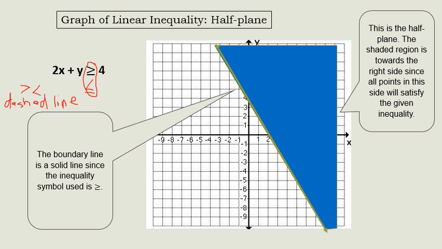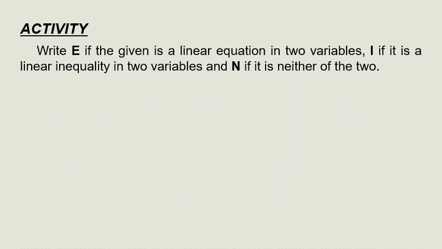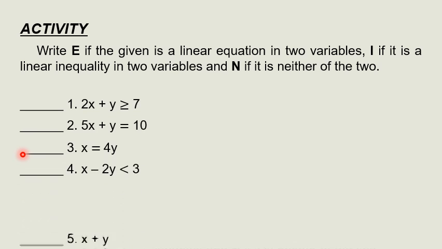So let's go on. Let's have the activity. Write E if the given is a linear equation in two variables, I if it is a linear inequality in two variables, and N if it is neither of the two. So I'll show you first, activity 1 to 5. Number 1, 2x plus y greater than or equal to 7.